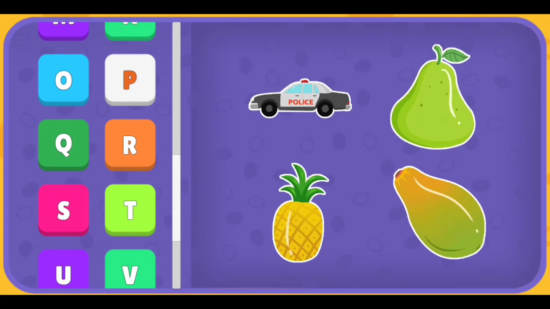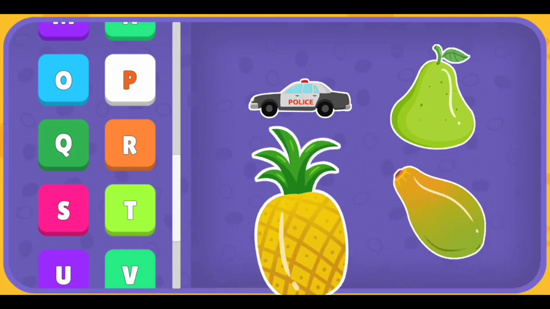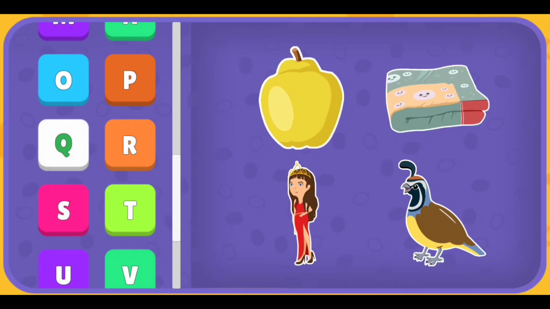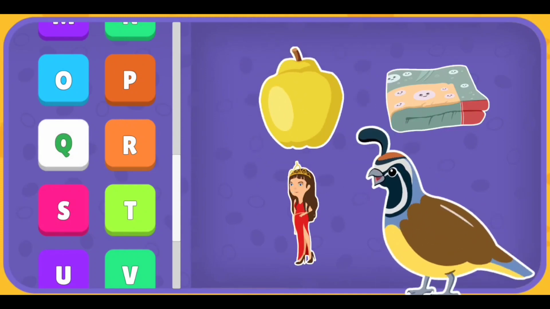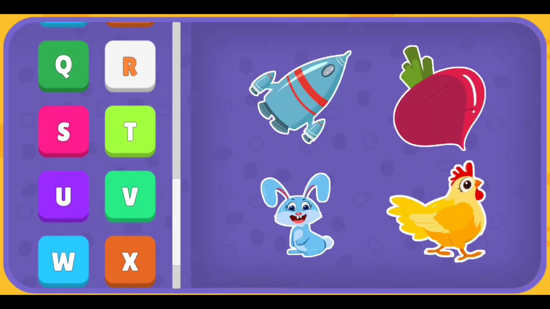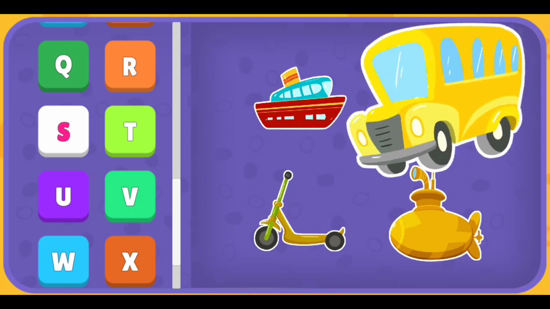P. Police car. Papaya. Pineapple. Pear. Q. Quince. Queen. Quilt. R. Rocket. Rooster. Rabbit. Radish. S. Ship. Submarine. Scooter. School bus.